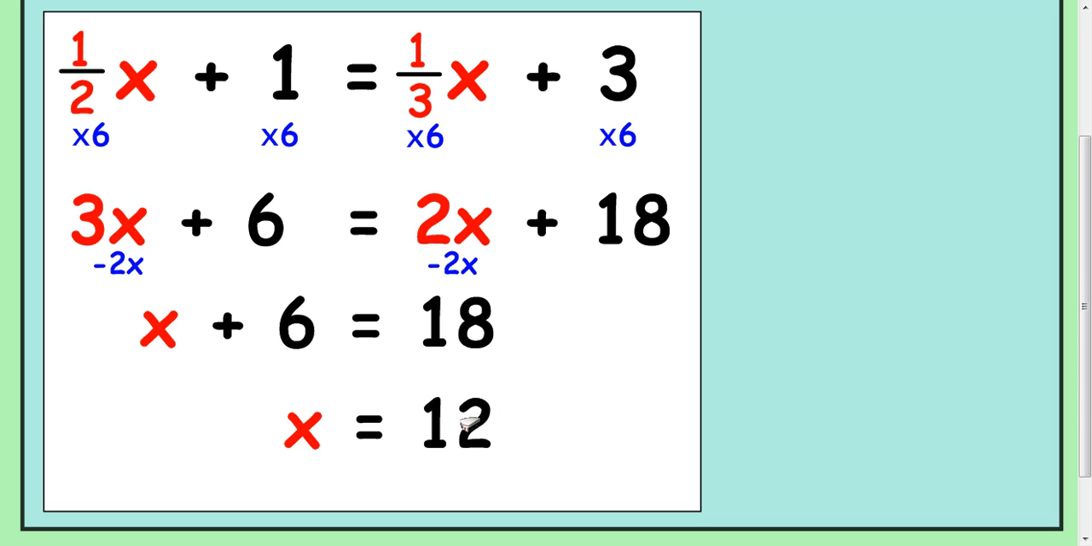And you can check to see if it works. Put 12 back in. A half of 12 is 6 plus 1, so that side comes to 7. And 1/3 of 12 is 4. 4 plus 3 is 7.